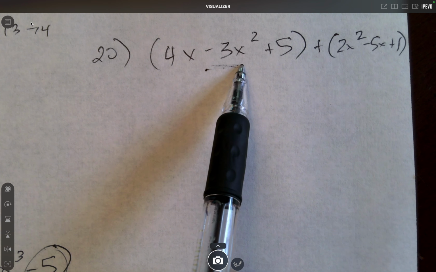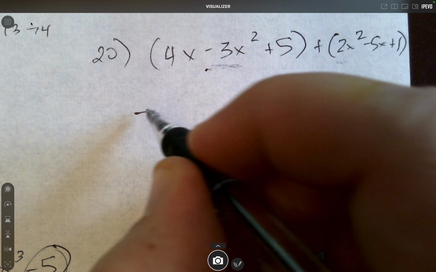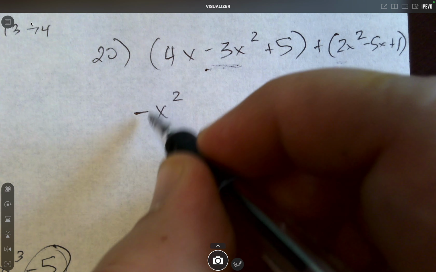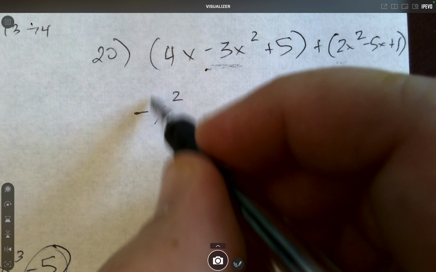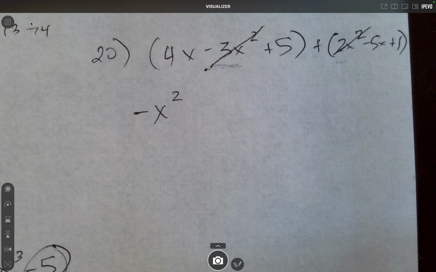We have a negative 3x squared plus 2x squared. Negative 3 plus 2 is negative 1. And it's okay if you write a negative 1. You don't have to, but if you put a 1 there, that's completely fine. So I'll just cross those out so you know they're covered.